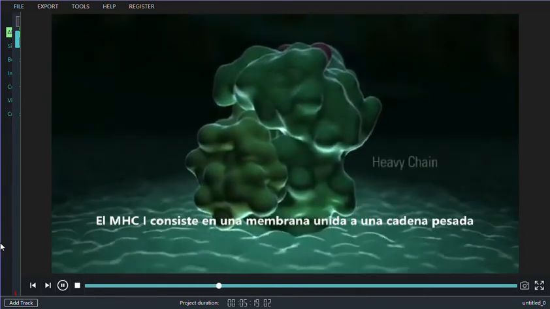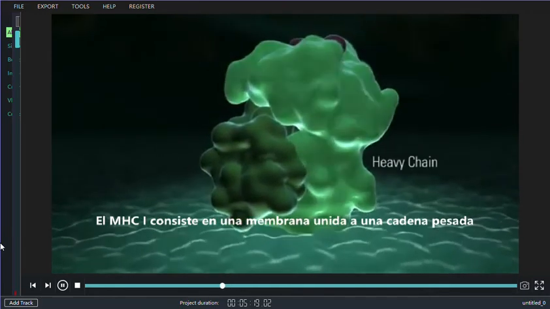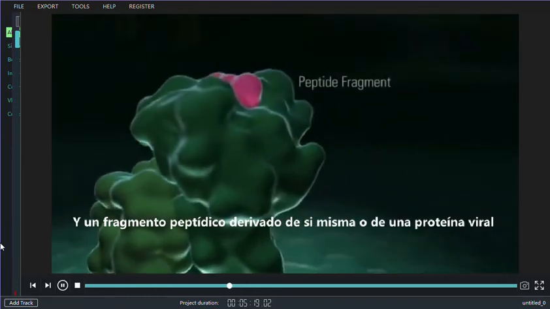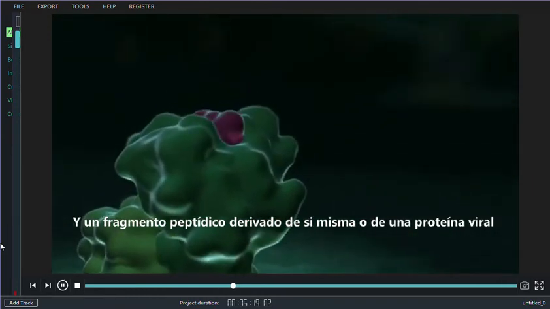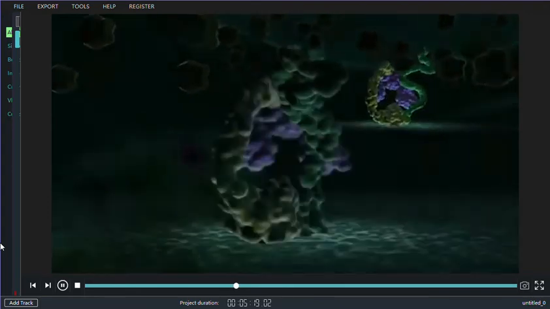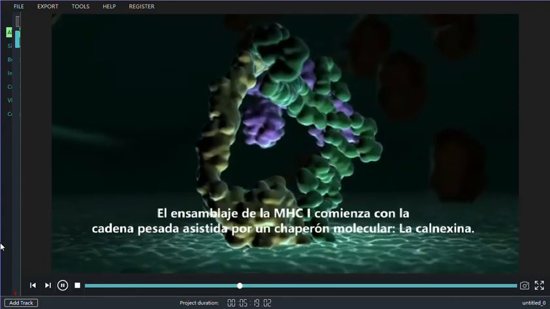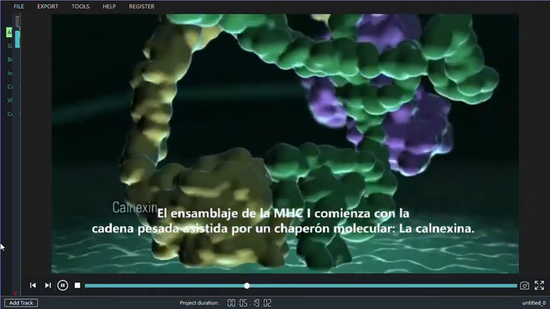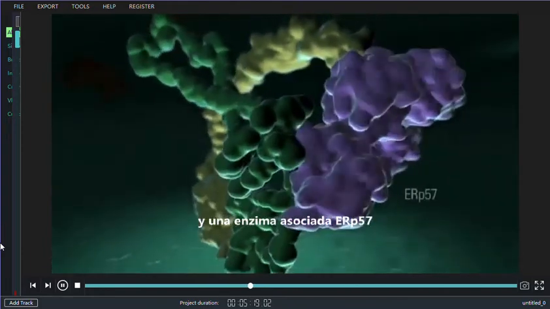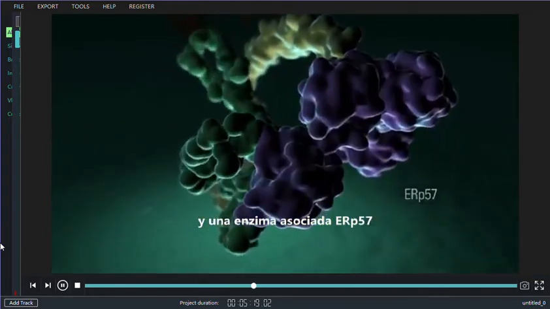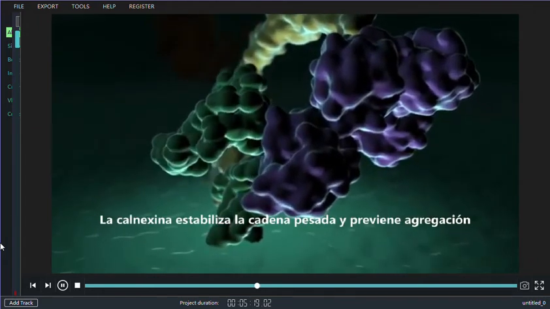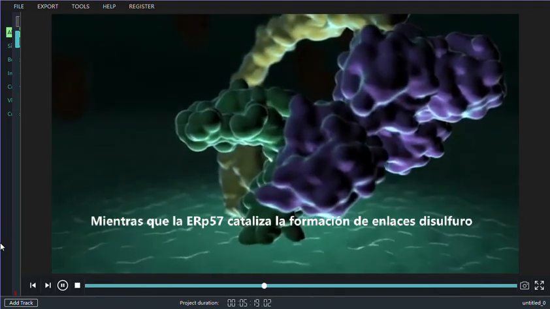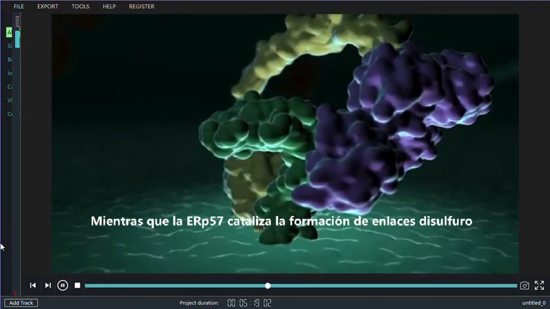Class I molecules consist of a membrane-bound heavy chain, a soluble subunit called beta-2 microglobulin, and a peptide fragment derived from either self or viral proteins. The assembly of class I molecules begins with the folding of the heavy chain, assisted by the molecular chaperone calnexin and an associated enzyme termed ERP57. Calnexin stabilizes the heavy chain and prevents aggregation, while ERP57 catalyzes the formation of disulfide bonds.